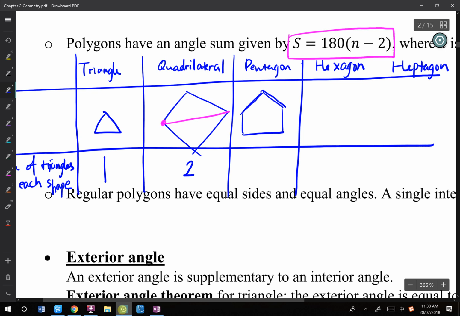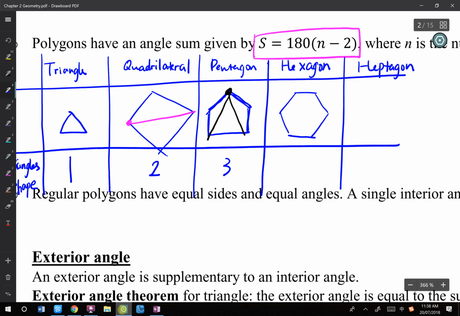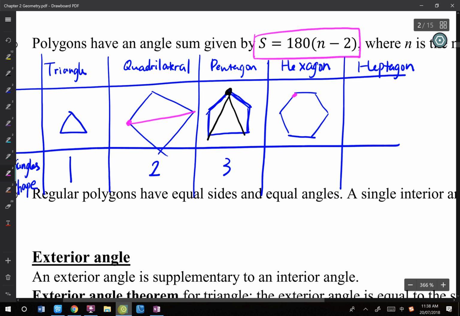Okay. Pentagon, with 5 sides. Think about how many triangles you can make here. 3. I can start from this point. Cut here. That's 3 triangles. Okay, let's do the last one. Draw a hexagon. How many triangles can you make? Let's count. If I choose this point to cut, I can cut here, here, and here. Okay, 1, 2, 3, 4. 4 triangles.